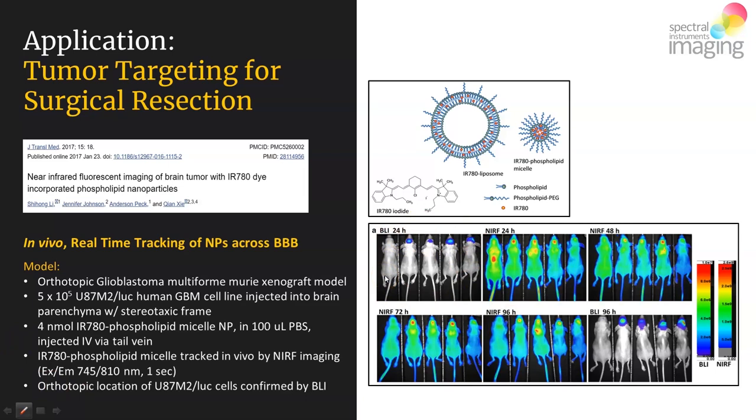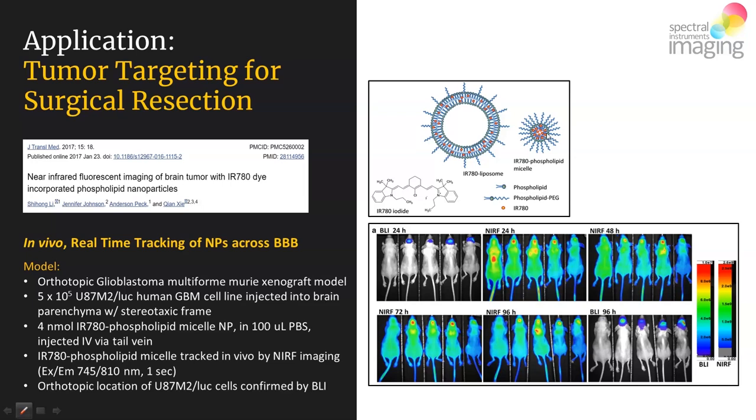The investigators then went ahead and used a 4 nanomole quantity of the fluorophore-loaded micelle structure, illustrated here, and introduced it into the mice via tail vein injection.